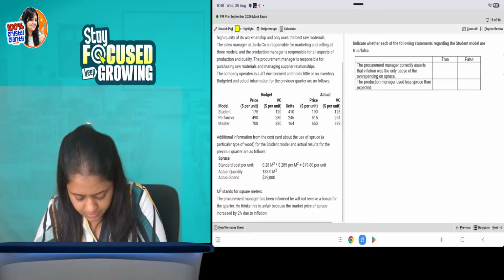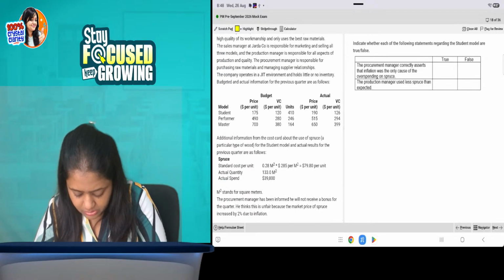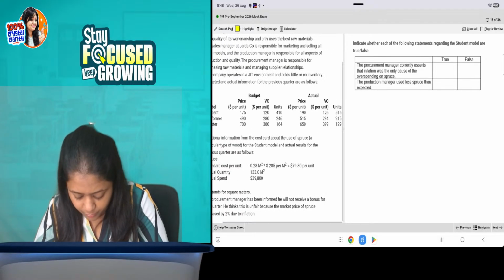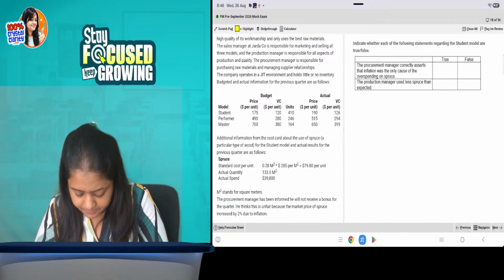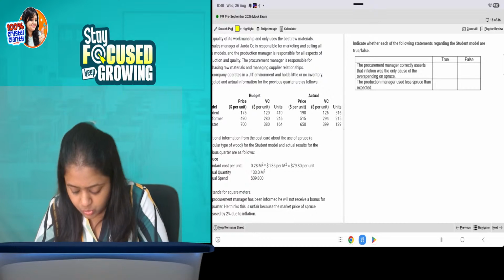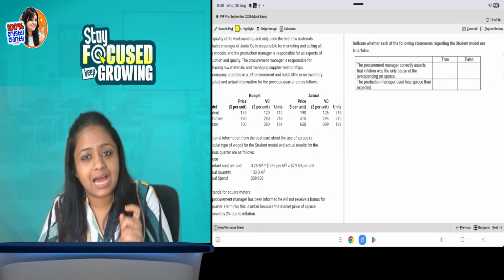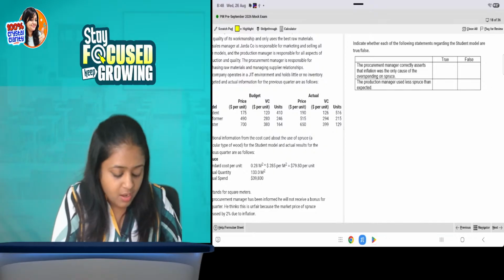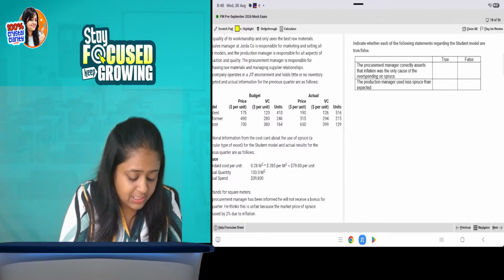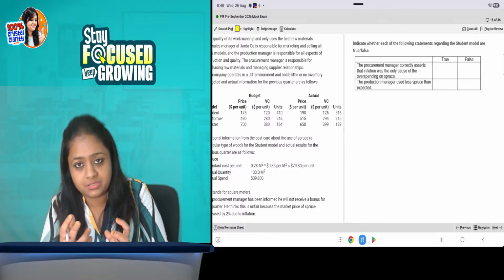In this question, an additional cost card is used, and this is only for the student model. So the student model's actual units are 516, right? Why am I checking it? I'm just checking what the actual units are for the student model: 516. Now, how do we calculate the budgeted cost?